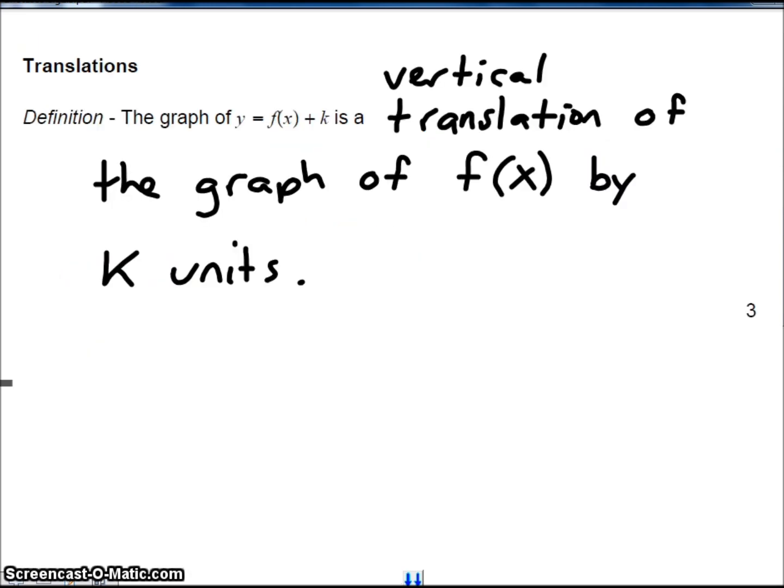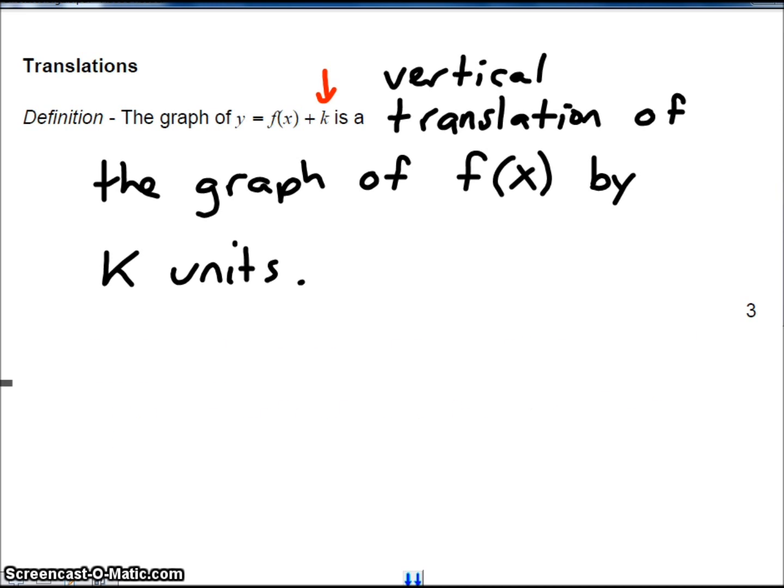So the graph of y equals f of x plus k is a vertical translation of the graph of just f of x by k units. So a vertical translation means you're going to move the graph up or down by k units. The graph that you move up or down is whatever f of x is, which presumably will be one of our basic equations that we were looking at just a moment ago. How do you know which way to go? How do you know whether it should be shifted up or down?